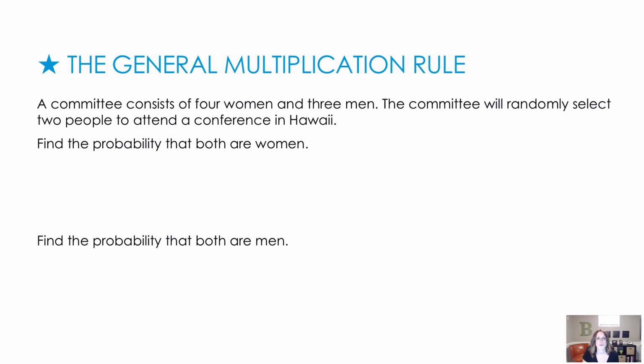Here's another scenario for you. There is a committee of 7 people, 4 women and 3 men, and the committee will randomly select 2 people out of those 7 to attend a conference in Hawaii. I would like for you to find the probability that both of these selected people are women, and then find the probability that both are men, and then press play to check your work.